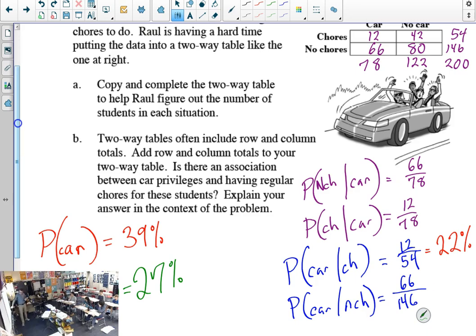What's the probability of a car given no chores? That's like 45 or 46. Yeah, it's 45%.